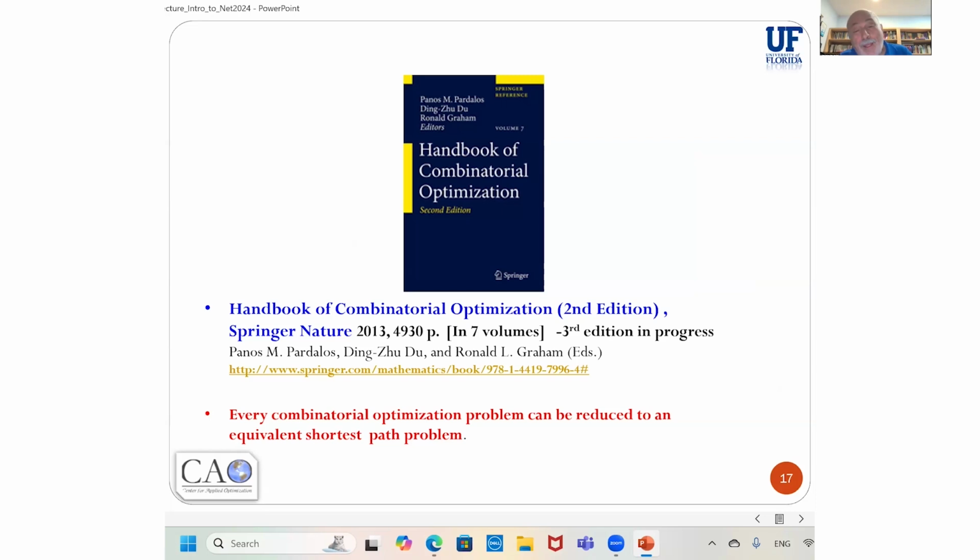Of course, we know that many of the combinatorial problems are NP-complete. So when we do this reduction, the network becomes exponentially large. But nevertheless, this approach has been very useful, especially when you design approximate algorithms for many of these difficult problems. So shortest path is a very fundamental problem.